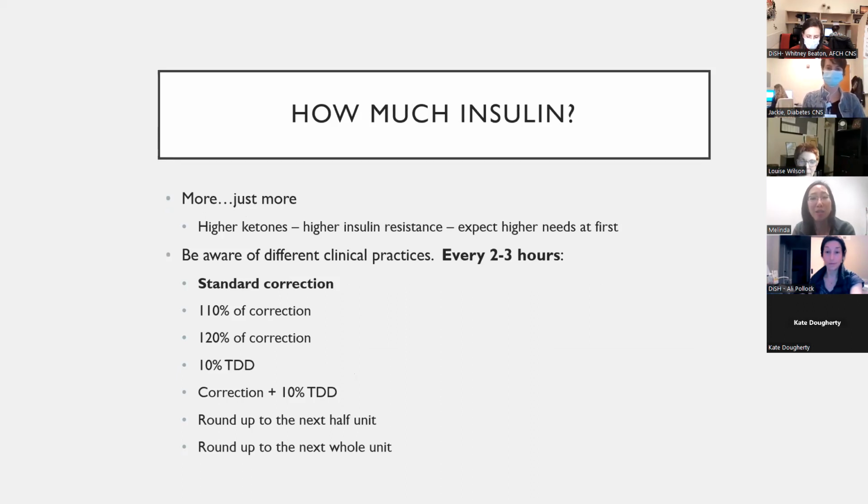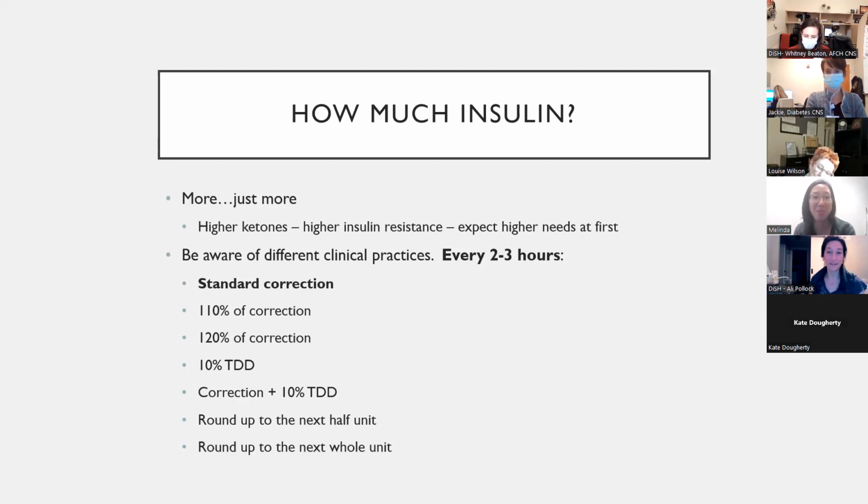Now, how much insulin we're giving to patients and when really depends on the situation, and it can be very, very variable, which I realize can be very frustrating on the patient care side and on the school side. The general rule is, if they're building ketones, they just need more insulin and they need more hydration. But there are different clinical practices. Be aware that if we're giving insulin, we're probably giving it every 2 to 3 hours because that's going to be the half-life of a rapid-acting insulin bolus.